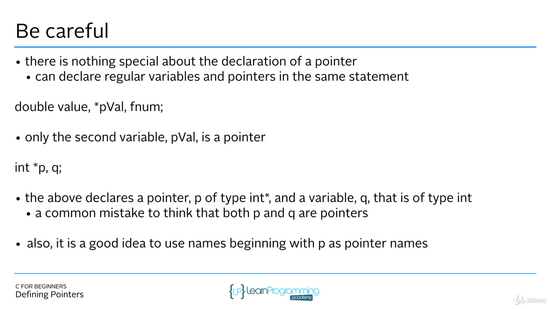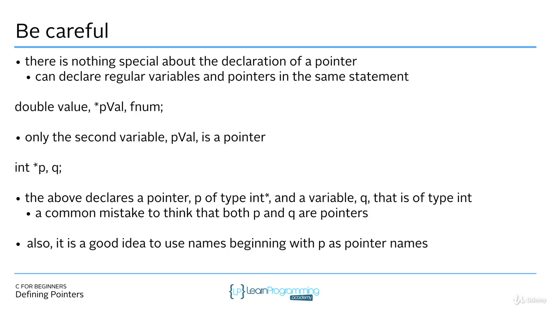It's also a good idea to use names beginning with p as pointer names. This will tell you that that variable is a pointer by just looking at it. So usually you do all your declarations of variables at the top of a program, usually inside the main function. And when you see those variables used later in the program, you can easily identify the different data types or the different pointer types because they have p as a prefix.